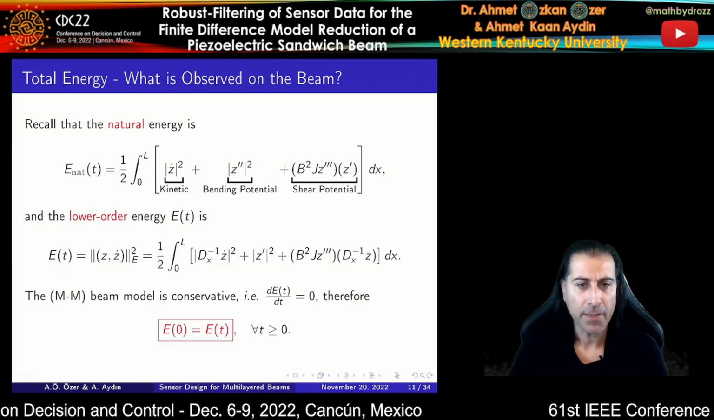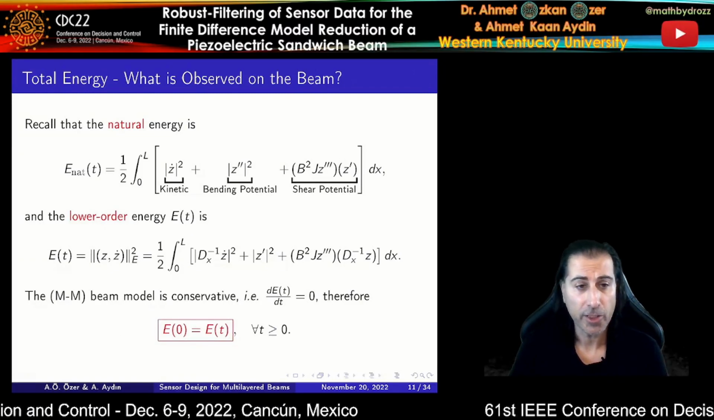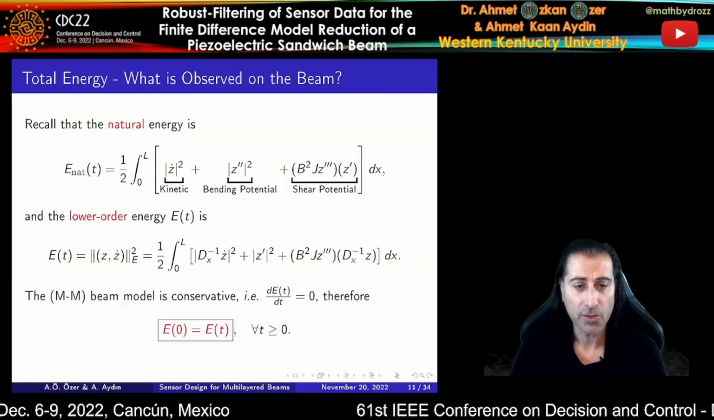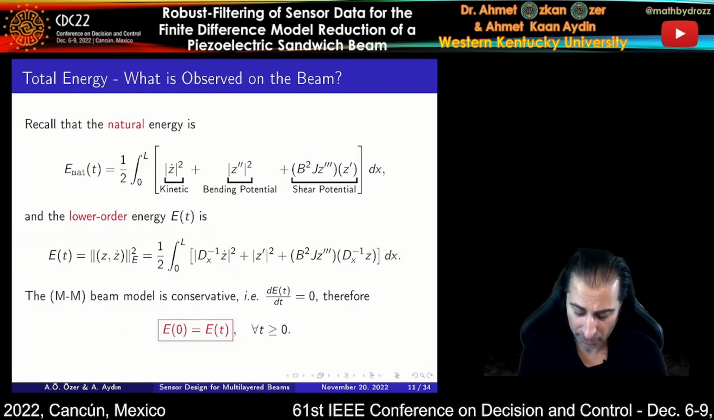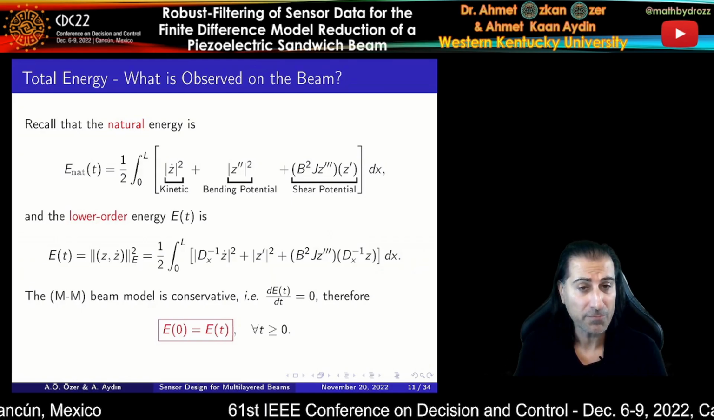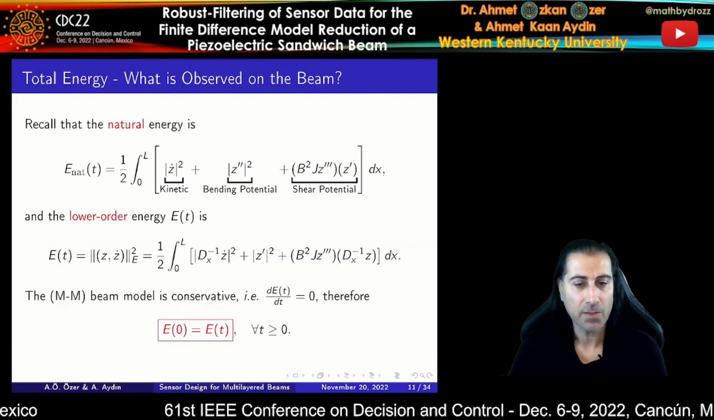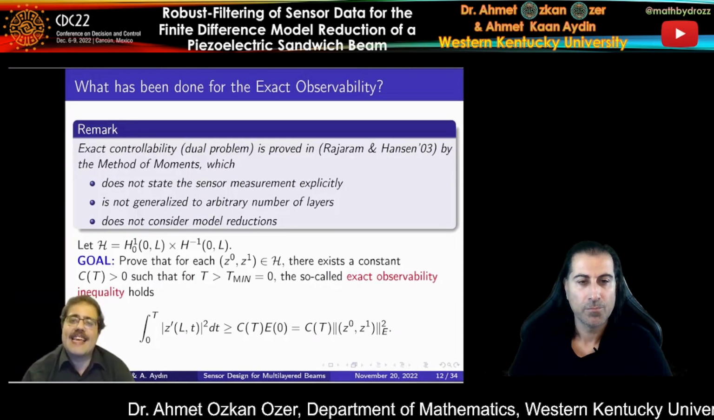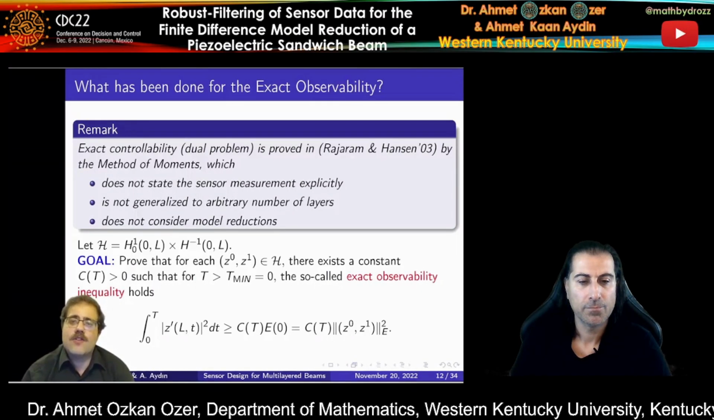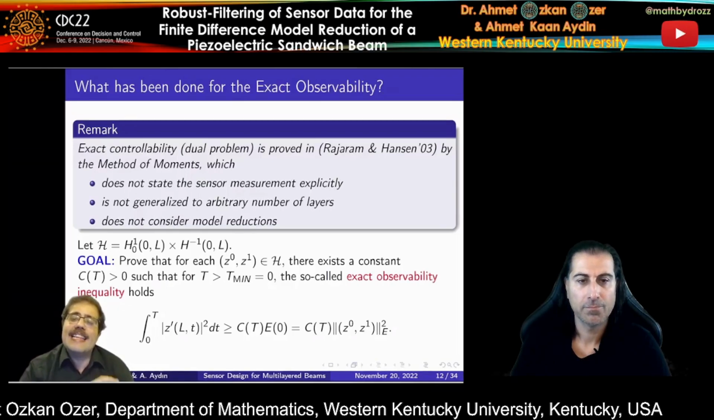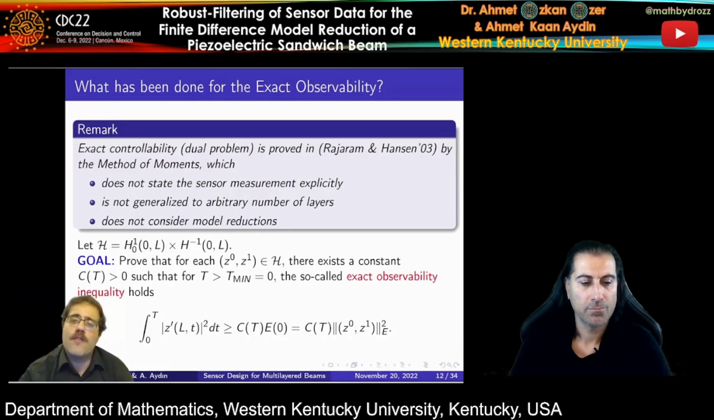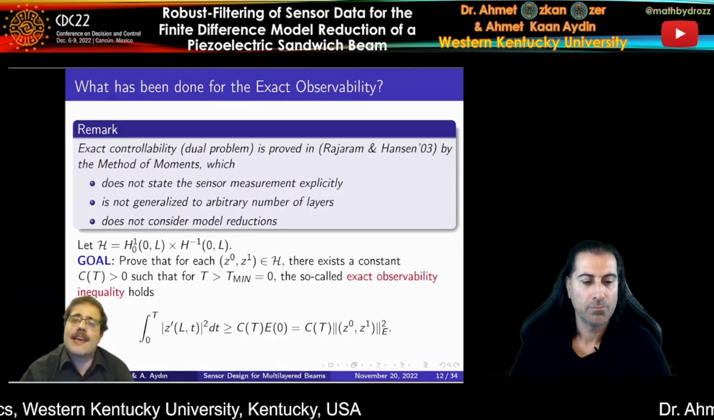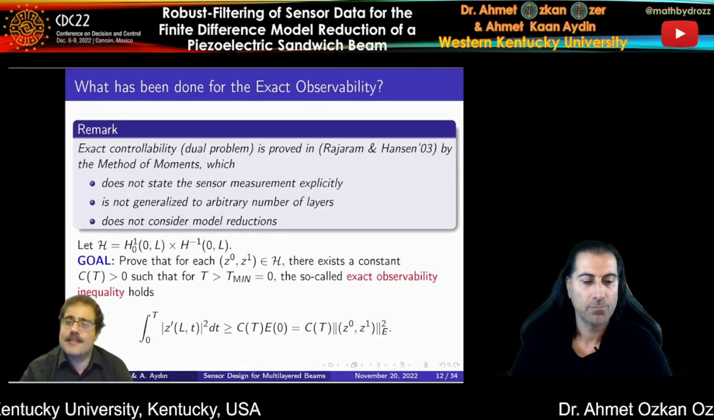During the motion, kinetic, bending potential, and shear potential energies are exchanged. If you're familiar with proving observability for earlier Bernoulli type beams with hinge boundary conditions, we generally go with a lower order energy, as you see here. And since we don't have any controller and we're just designing a sensor, the system is simply conservative. Our main goal is to prove exact observability of the system. Exact observability is the ability to find any unknown initial data by the observations made over a finite time. Exact observability is a dual problem of exact controllability, so proving one implies the other.